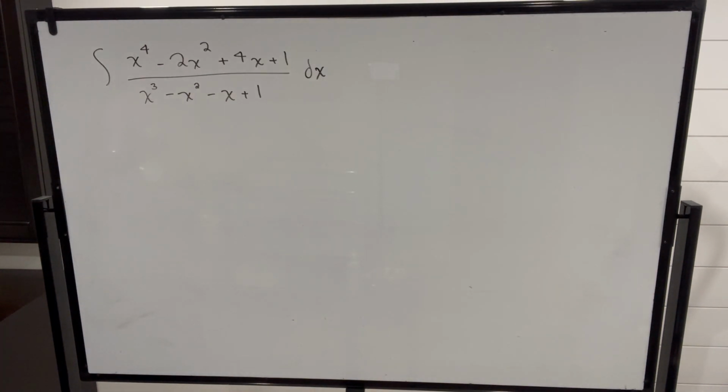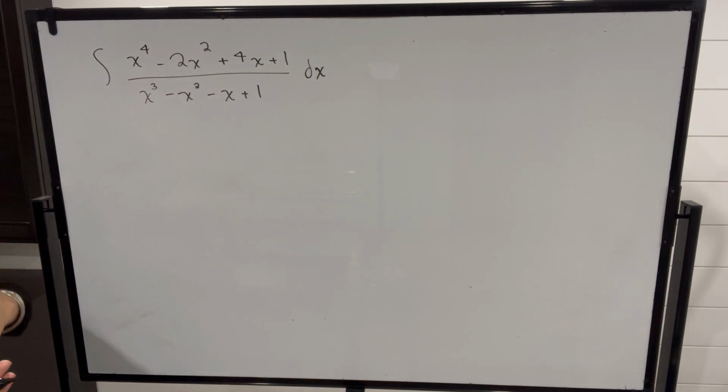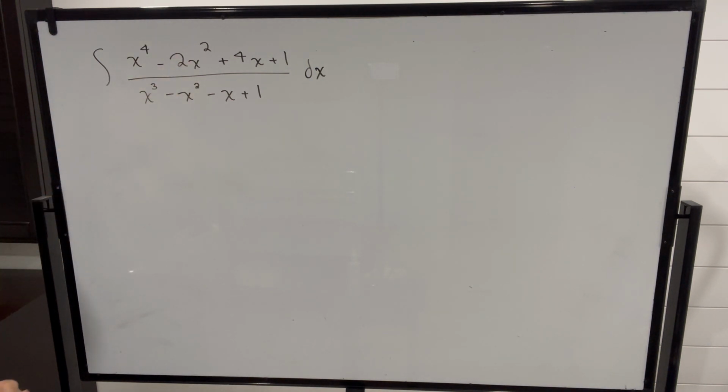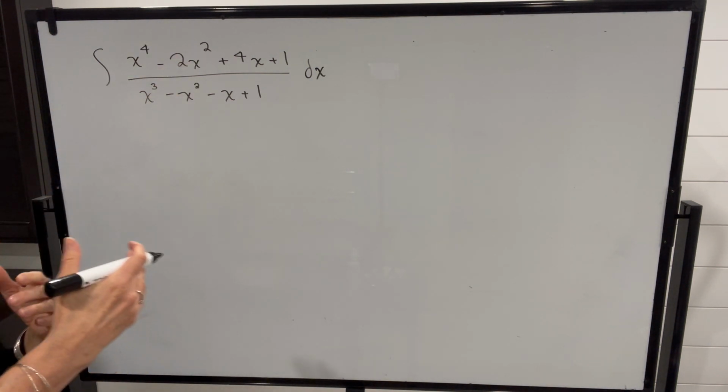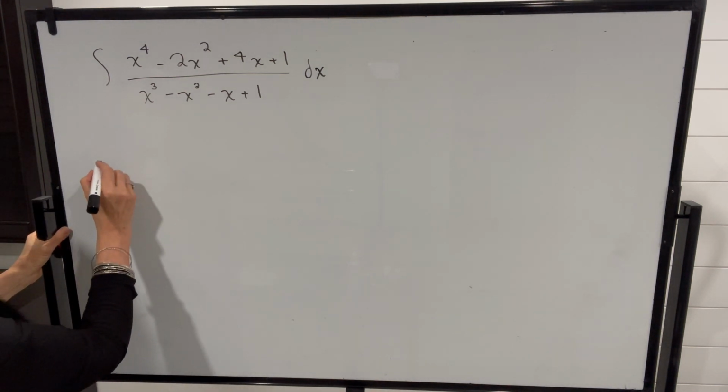In this next example, I want you to notice that the degree of the numerator is larger than the degree of the denominator. So what we need to do first, before we worry about factoring the denominator and then doing partial fractions, is we want to do division, algebraic division, and break it up into different terms that are easier to integrate and then see what we're left with. So we're going to do the division.